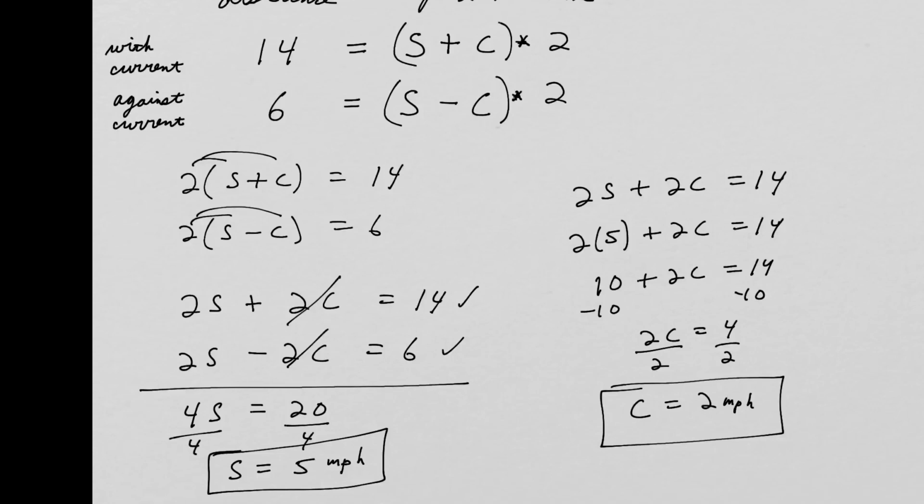And it makes sense. So remember, if we add 5 plus 2, that's 7 miles per hour. That's the speed that they appear to be going if they're traveling with the current. And if you multiply 7 miles per hour times 2 hours, that gives us the 14 miles here, so that checks. And then if they're rowing against the current, then it appears from the shore that they're rowing at 5 minus 2 or 3 miles per hour. And if I multiply 3 times 2 hours, I get my 6 miles. So both of these check. So those are the correct answers. So the speed of the boat in still water is 5 miles per hour, and the speed of the current is 2 miles per hour.